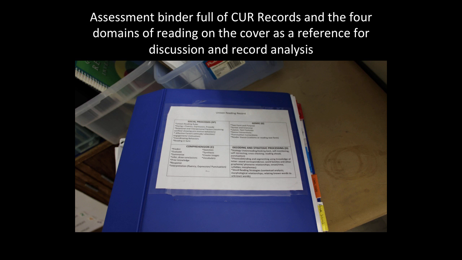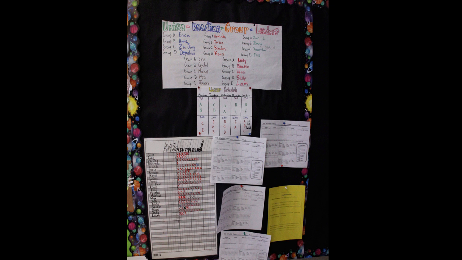Here's an example of the reading domains that align with the reading domains on the Unison Reading record we talked about earlier. They're posted, laminated, and taped onto an assessment binder so that the teacher, while she's taking records, can refer to them in her note-taking. Another Unison Reading display wall, so everyone knows what their responsibilities are for the week.